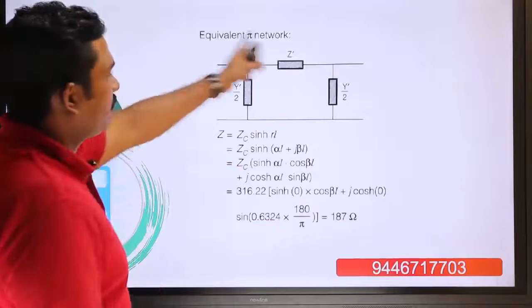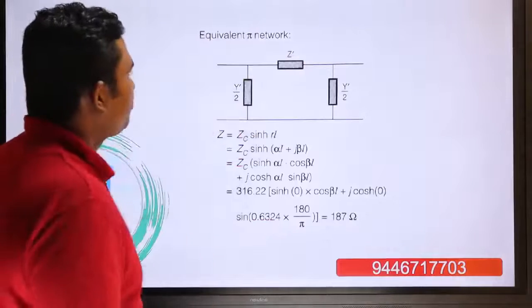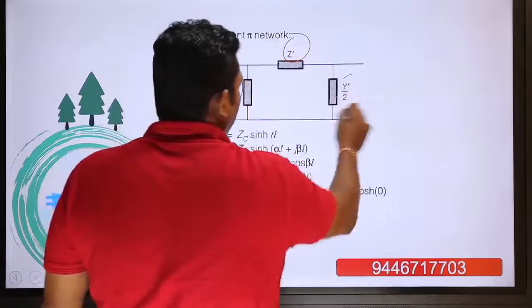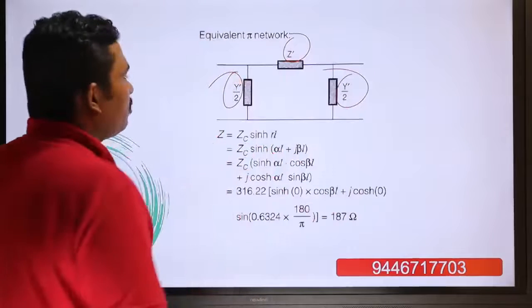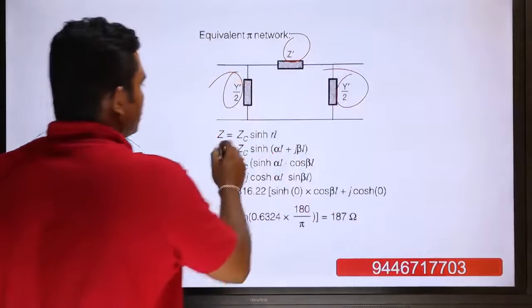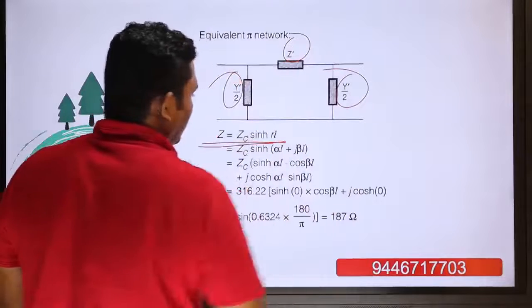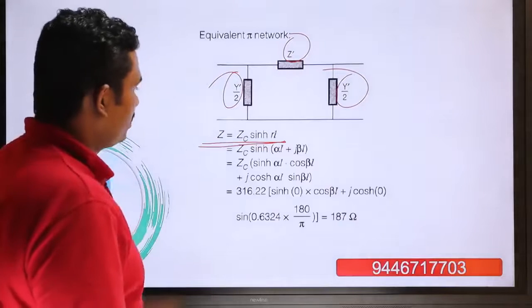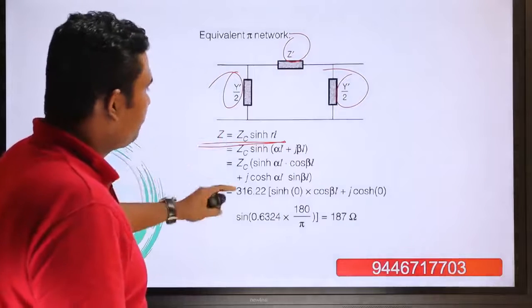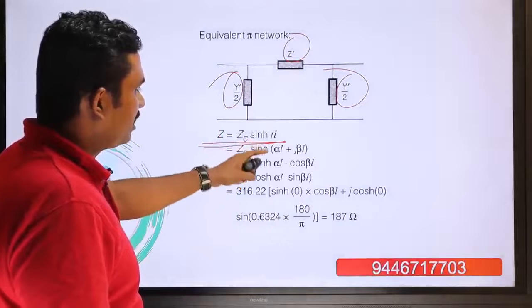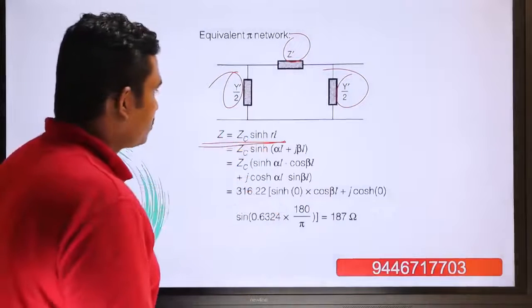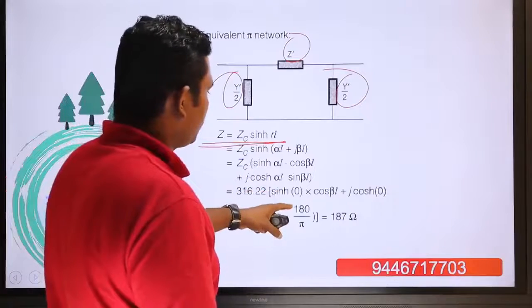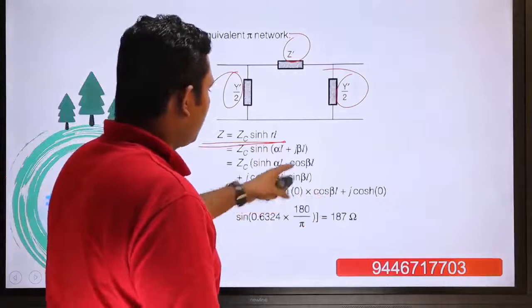So this is our equivalent pi network of the system. Here you can see this is Z dash and this is Y dash by 2 and Y dash by 2. And what is Z? The net Z is equal to ZC sinh gamma L. So you can substitute the value of ZC and the value of gamma L in sinh gamma L, because alpha L will be equal to 0, you will have to substitute the value of beta L.